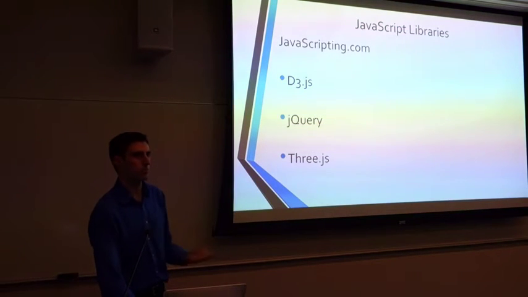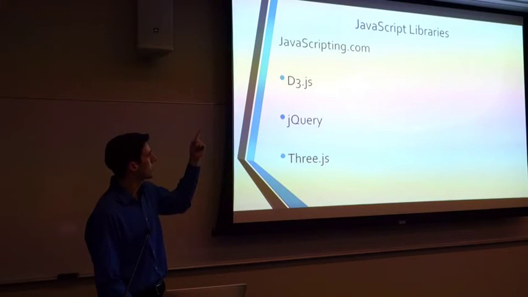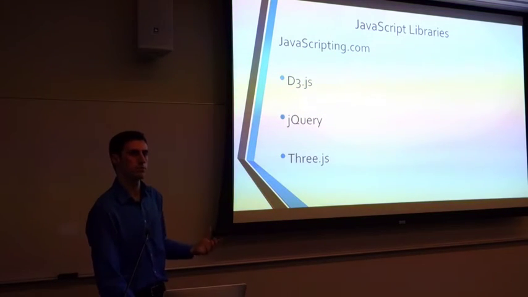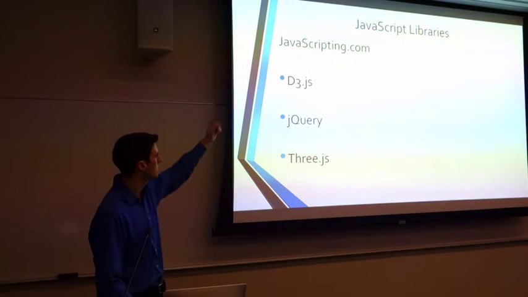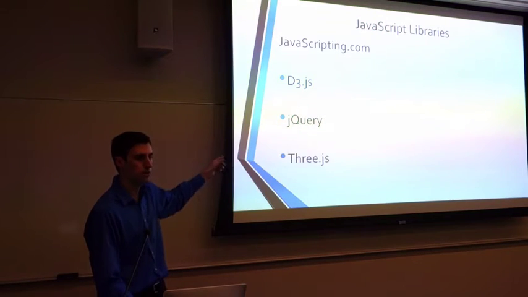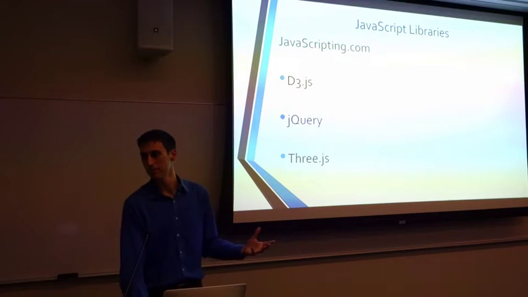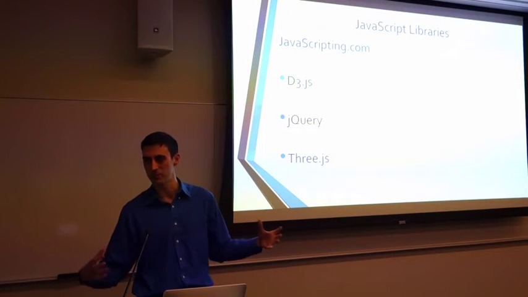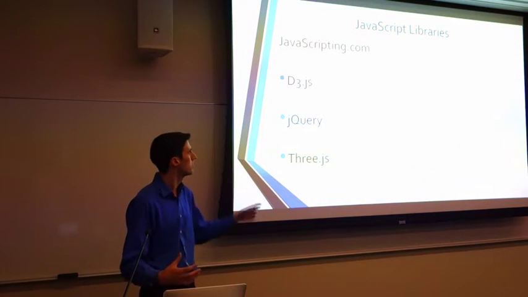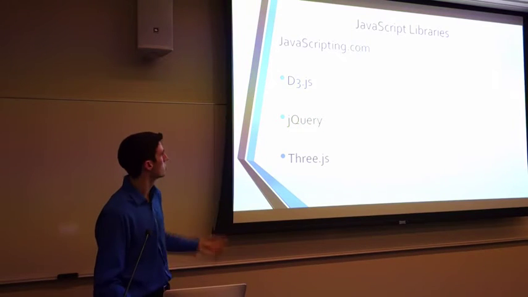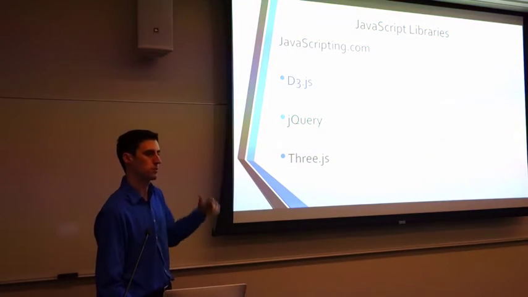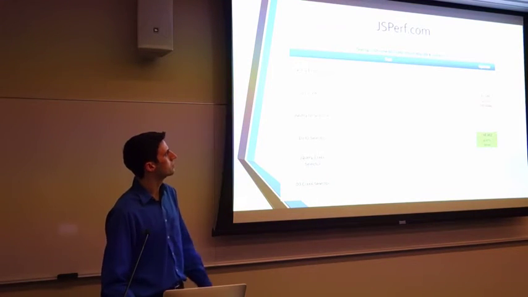So I guess one neat resource is if you check out javascripting.com, there's a listing of a bunch of different JavaScript libraries. They list D3.js, jQuery, three.js, but there are hundreds of them. So if you're ever having a problem like what libraries exist or what's out there, you can visit javascripting.com, and it's a tool you can filter through and see about libraries.